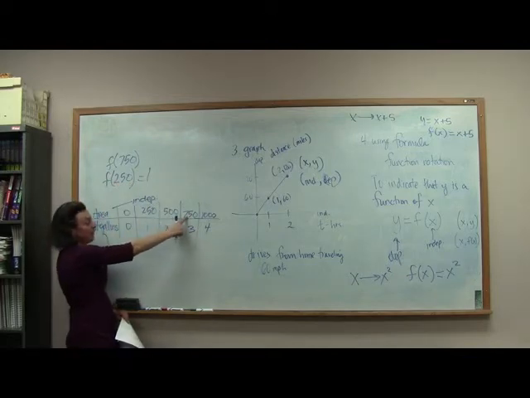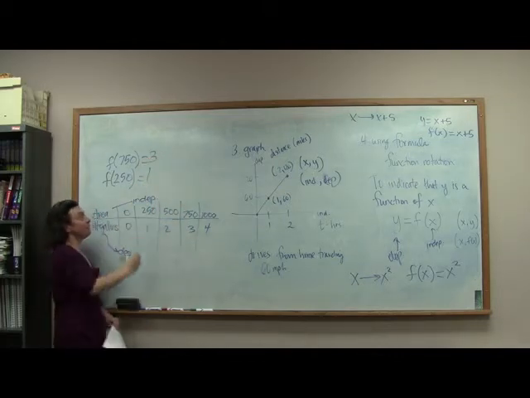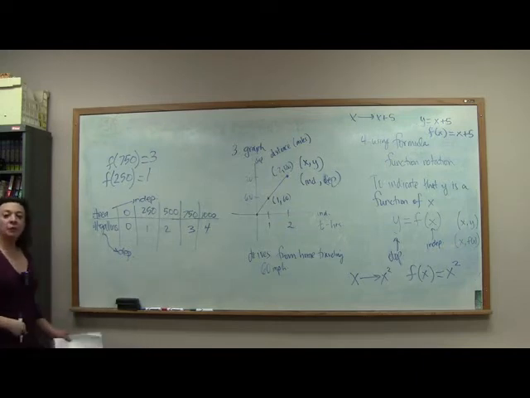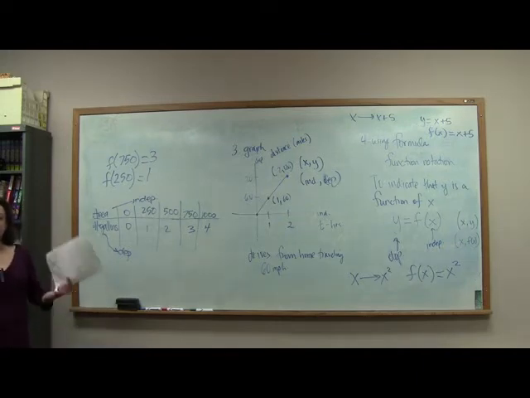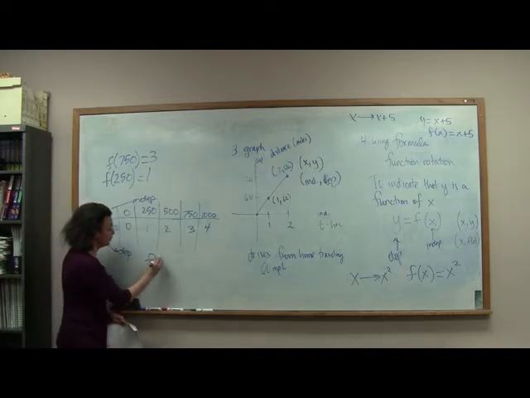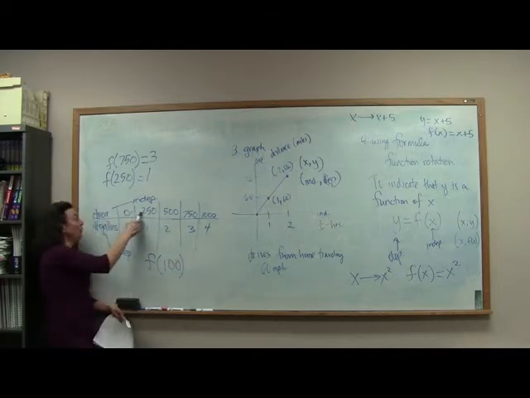Similarly, when the area is 750 square feet, my function value at that is 3. Okay? Now, when you're given a table, you are only given a certain number of values. For example, if I asked you, what is f of 100? Well, we don't have 100 as an input.